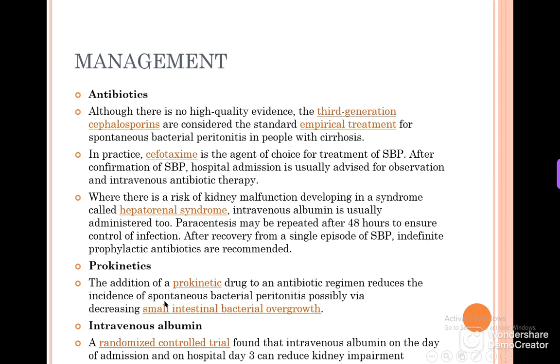Prokinetic agents should be used because they reduce the incidence of spontaneous bacterial peritonitis, as they decrease the small intestinal bacterial overgrowth. Intravenous albumin, I have already said, is beneficial. So this is the main management we have for spontaneous bacterial peritonitis, SBP. Remember this. These are a few words which I have said about spontaneous bacterial peritonitis. You should remember the essentials of diagnosis, the diagnostic criteria, and the management criteria. I hope that you can understand now, and we will go on to another complication inshallah in a few days.